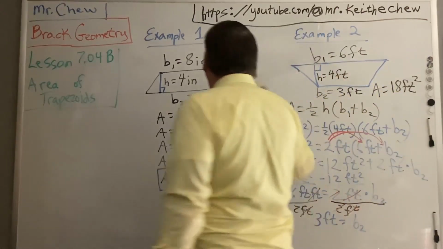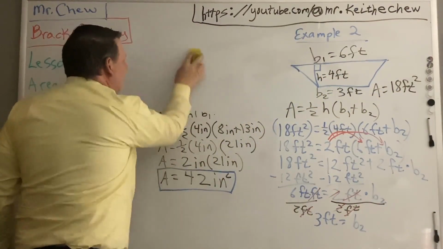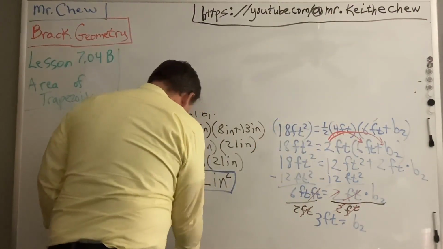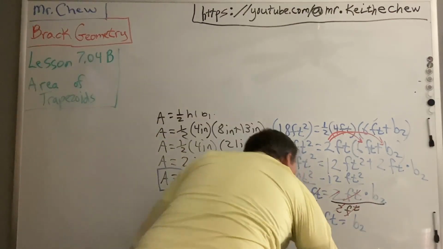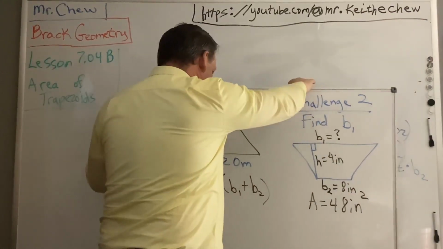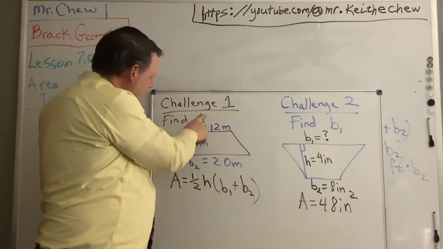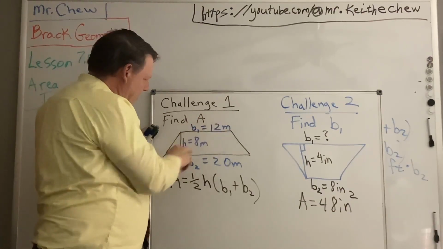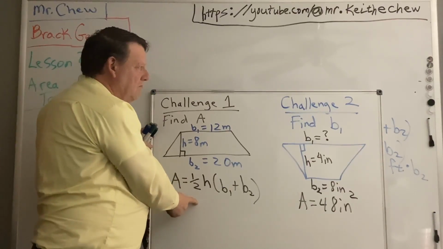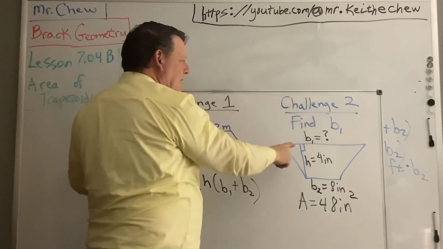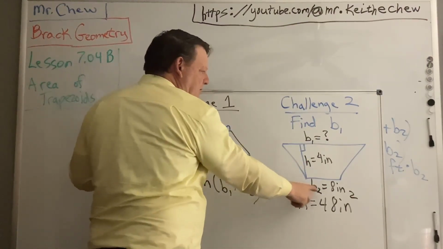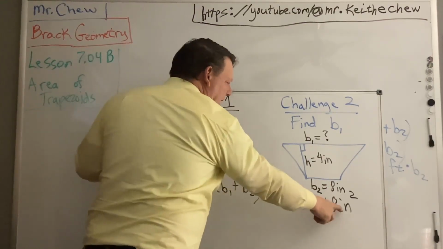So I'm going to erase these just so that I can give you your challenge problems. I already have them on another board here, so you don't have to wait. Challenge 1. Find the area when base 1 is 12 meters, base 2 is 20 meters, and the height is 8 meters using this formula. Try challenge 2. Find base 1, which is your top base, if the height is 4 inches, base 2 is 8 inches, and the area is 48 inches squared.